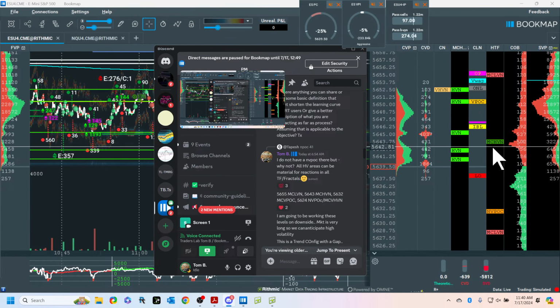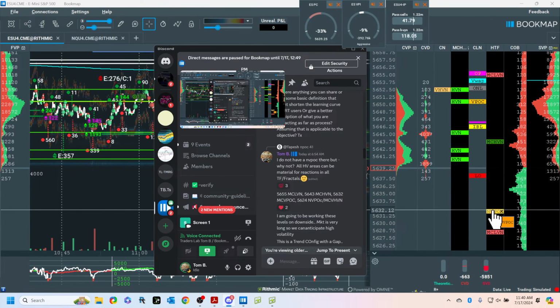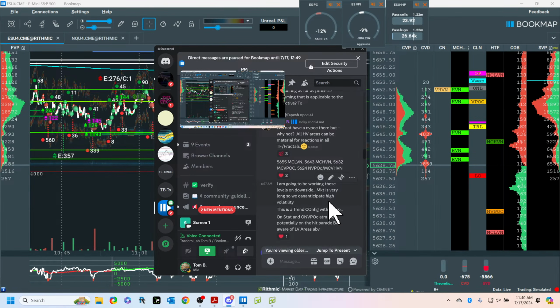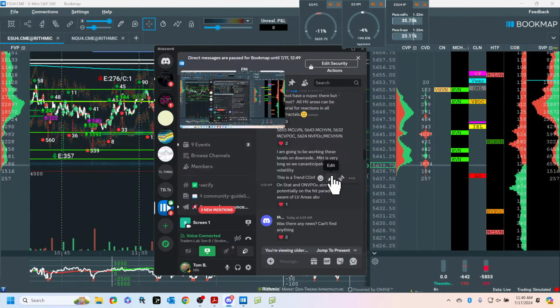56.43, a high volume area. 56.32, a microcomposite volume point of control. These are higher time frame, intermediate time frame levels. That's this, and this is a target coming down. And then we have one more under here, 24 someplace, wherever it went. 24. Doesn't mean it won't go lower. It can do anything. Trend configuration.